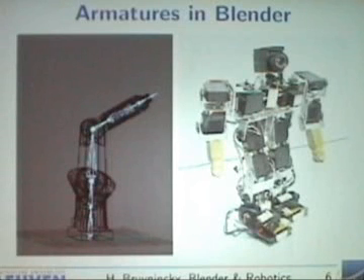One of the things I will single out is armatures, because armatures are basically what we in robotics work with most of the time. We're not that much interested in how things look around the armature. So this is one robot we modeled in Blender with an armature. This is a robot of the future.